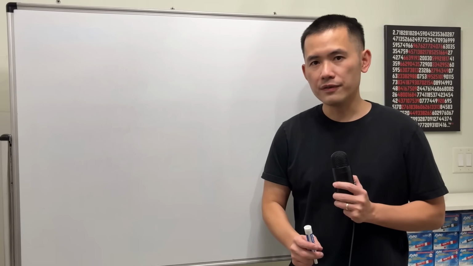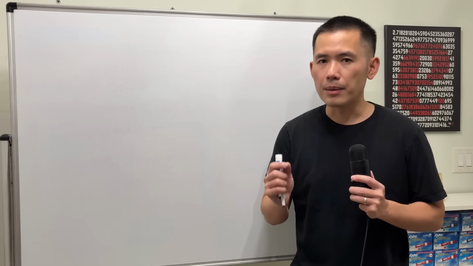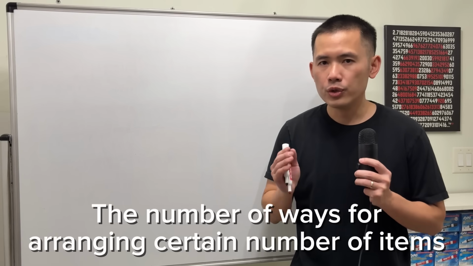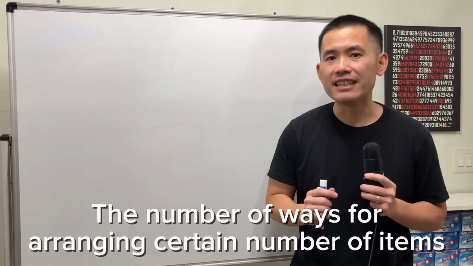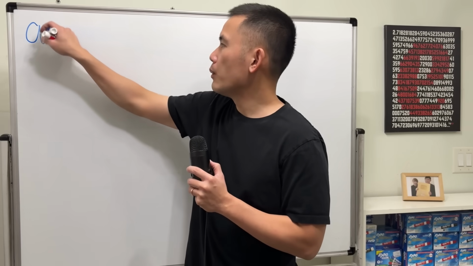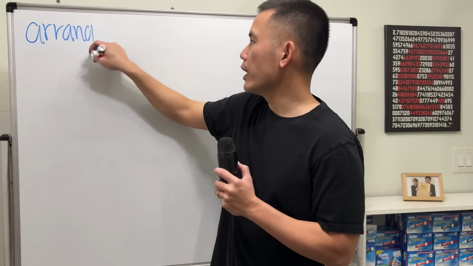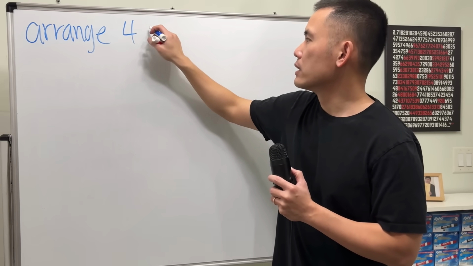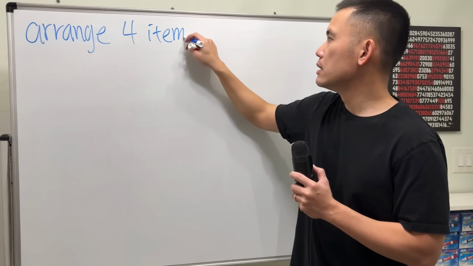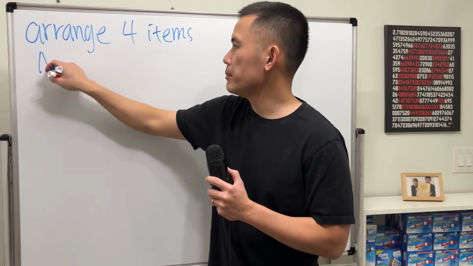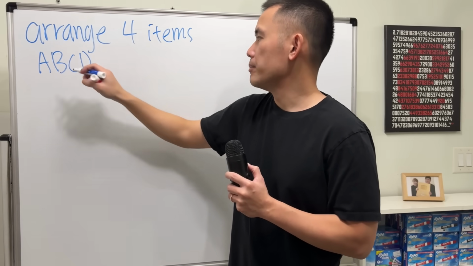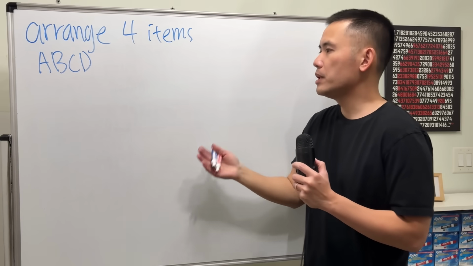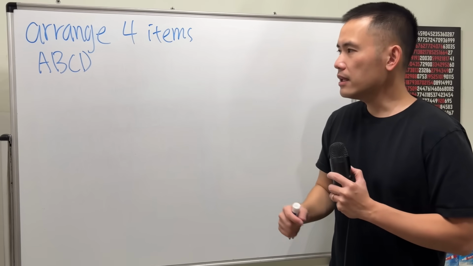So the purpose of using the factorial is to help us compute the number of ways to arrange a certain amount of items. For example, I want to see how many ways that we can arrange a total of 4 different items. And I'm just going to call them A, B, C, D. They can be like 4 different books for 4 different people and so on. And now let's think about it.